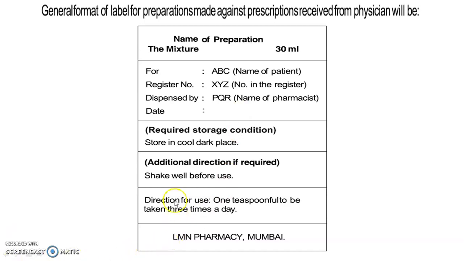And at last it should contain the name of manufacturer, means industry name. For an example, here LMN Pharmacy Mumbai. It should contain the name of the manufacturer or industry who is going to formulate that specific product or dosage form.